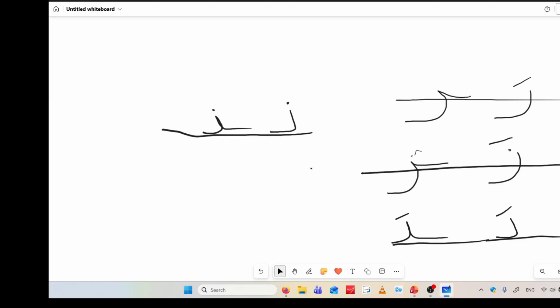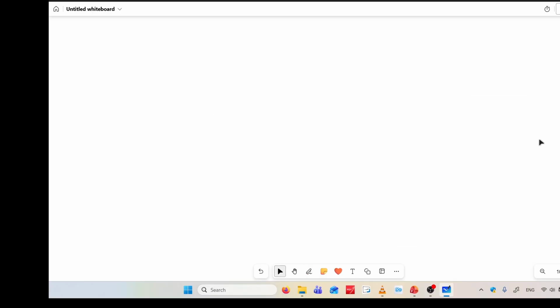So, the main thing we need to know here is that all of these letters, they only connect with what comes before them. They will never be connected with what comes after them. Okay, now let's practice writing certain words especially with one-way connectors, okay?